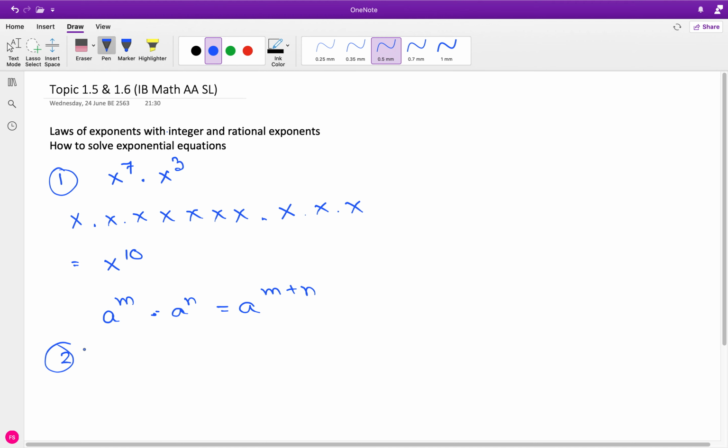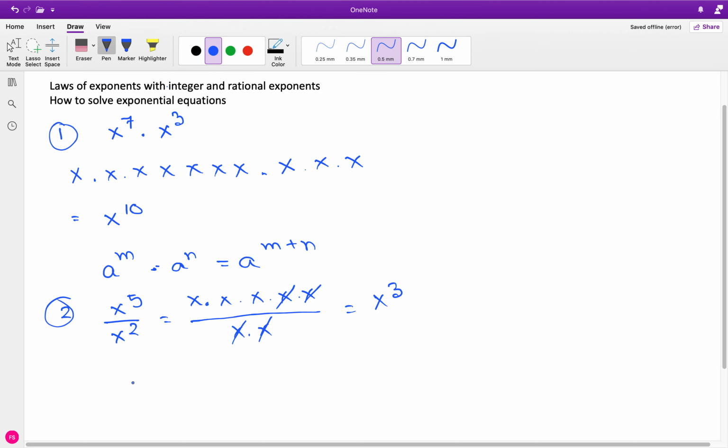Number 2, what happens when you divide x to the power of 5 by x to the power of 2? Now, x to the power of 5 means you have 5 x's, 1, 2, 3, 4, 5, divided by 2 x's, 1, 2. Then you can easily cross out these 2 x's. So you will just have x to the power of 3.